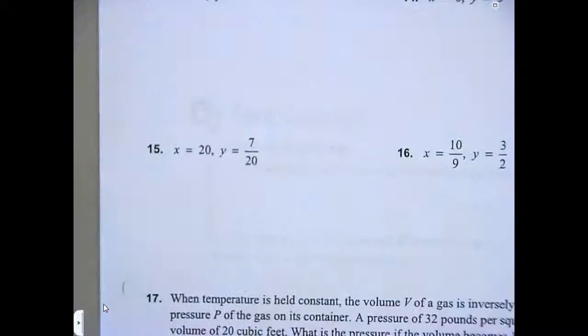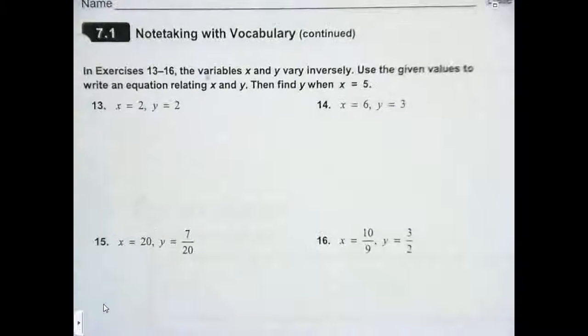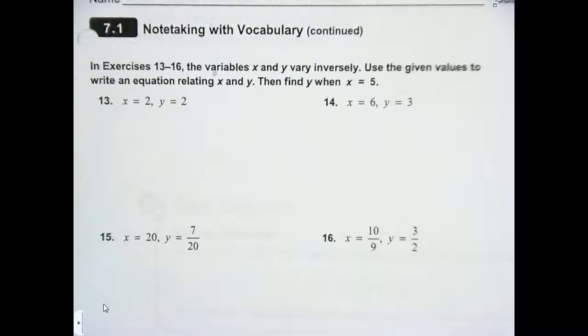Okay. All right. Any questions there? Okay, let's go ahead and move on to the next page. Oh, don't want you to look at that. All right. Okay, you get about 2 minutes to do those 4 problems.